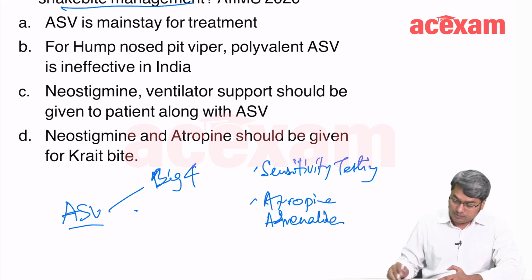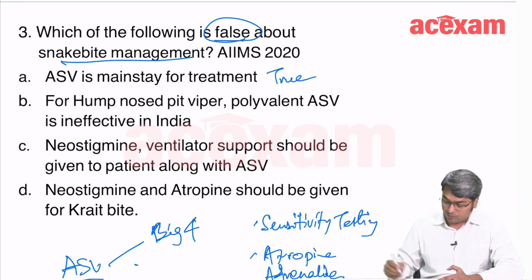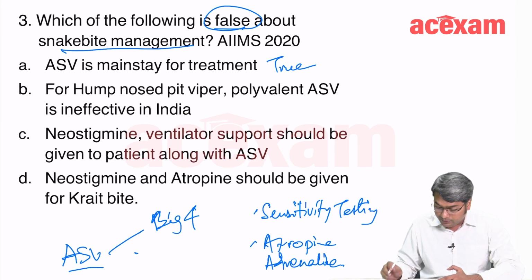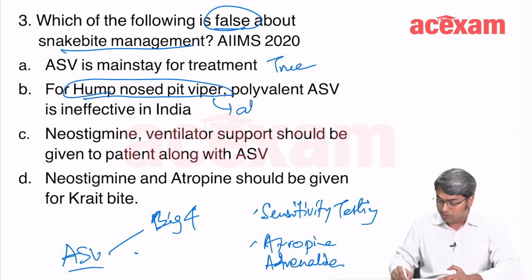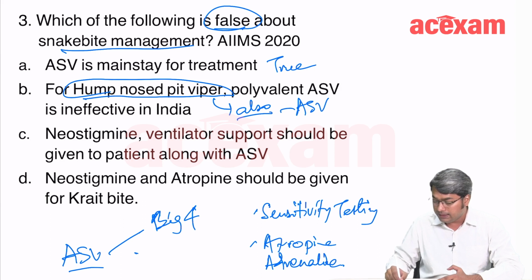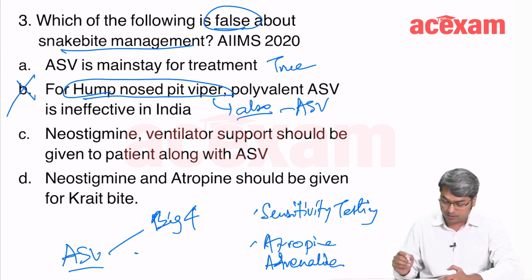Now ASV is the mainstay of treatment. This is true. For hump-nosed pit viper, polyvalent ASV is ineffective in India. No, for hump-nosed pit viper also ASV is effective. So this is the false answer.